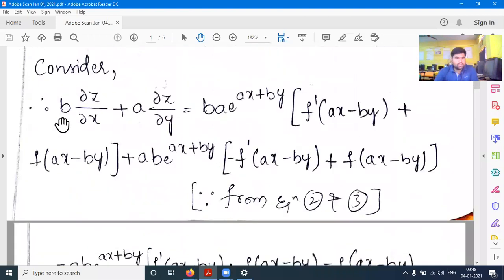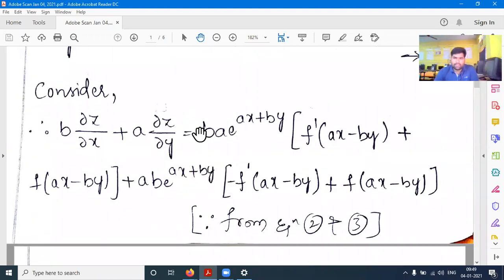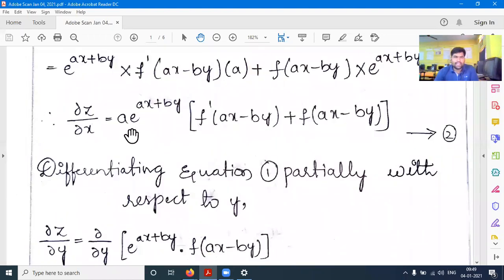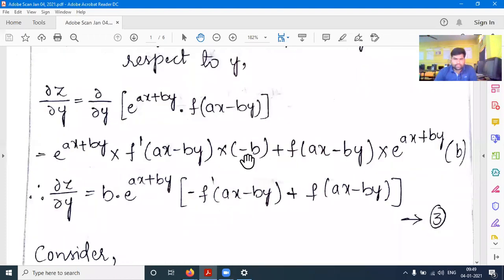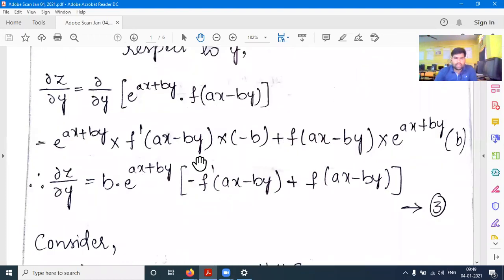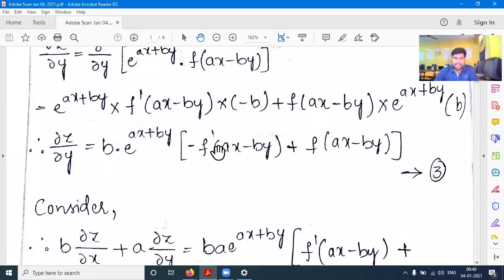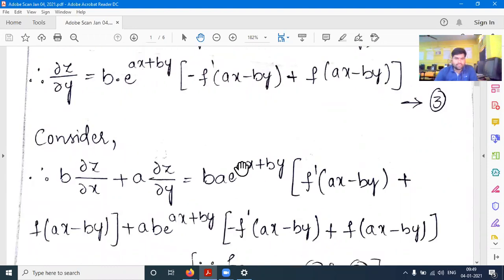See better. So b into dou z by dou x plus a into dou z by dou y is equal to b. We are writing b, and dou z by dou x, mark in equation number 2, is a into e power ax plus by into f dash of ax minus by plus f of ax minus by. Next, this one is equation number 3, b into e power ax plus by into minus f dash of ax minus by plus f of ax minus by.